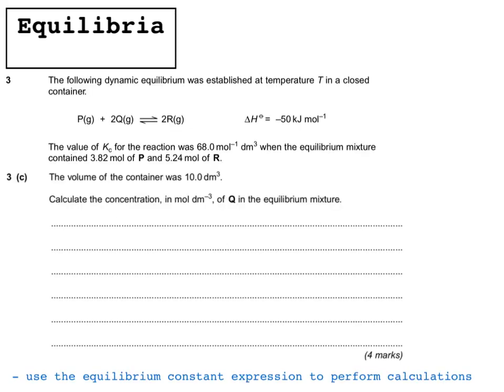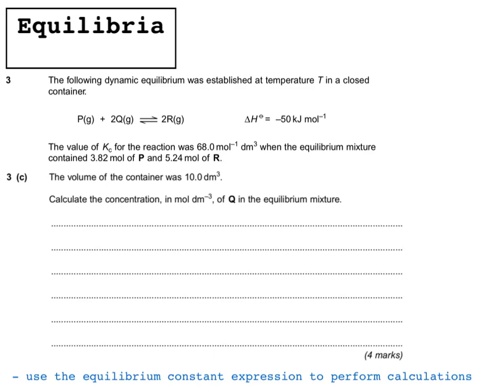To put that into practice, we're going to look at this past exam question. Here we're going to use the equilibrium constant to perform calculations, and in this past exam question they're asking you to work out the concentration of Q in this equilibrium mixture based on these values. We can work that out using the Kc expression. Usually past paper questions will ask you to work out a value for Kc using concentrations, but I've chosen this one because it's slightly different. We're working out a value for Q.